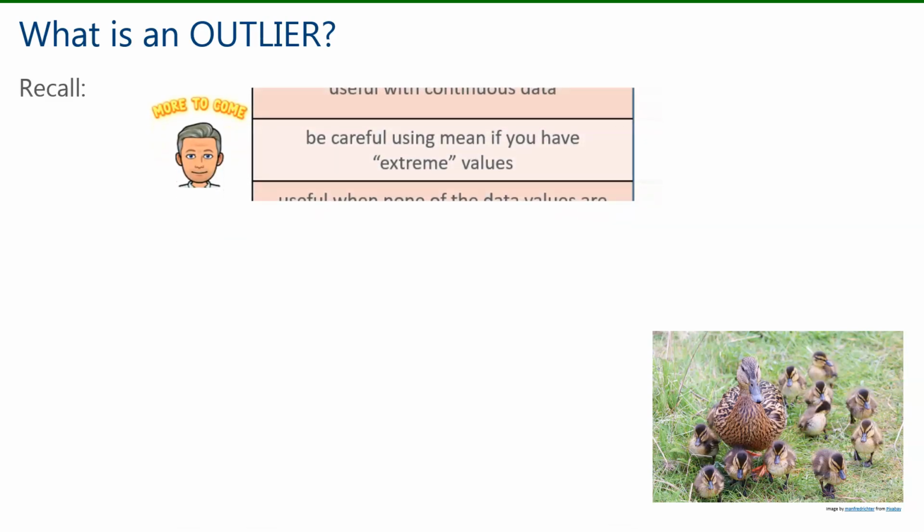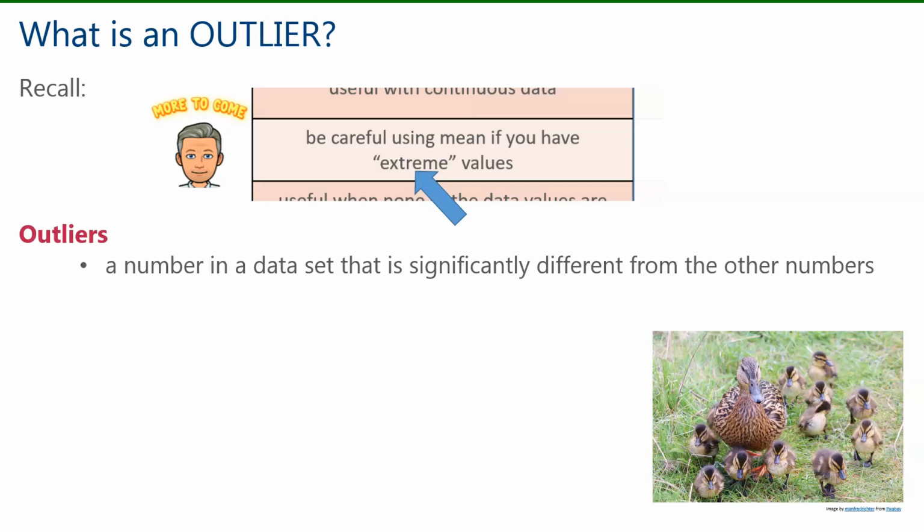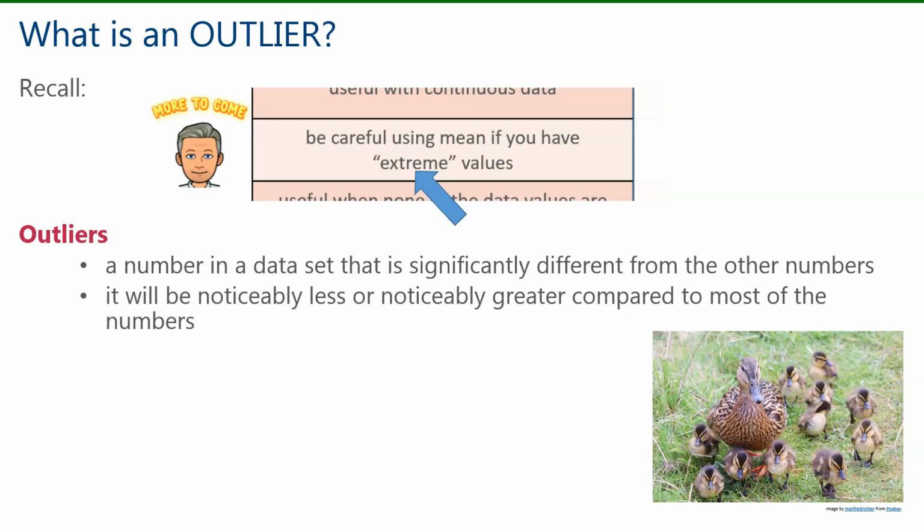From a previous video, if you recall, the note was made to be careful using the mean if you have extreme values. This is where we're going to look at these extreme values. An outlier is a number in a data set that is significantly different from the other numbers. It will be noticeably less or noticeably greater compared to most of the numbers. It may result from an error in measurement or recording.